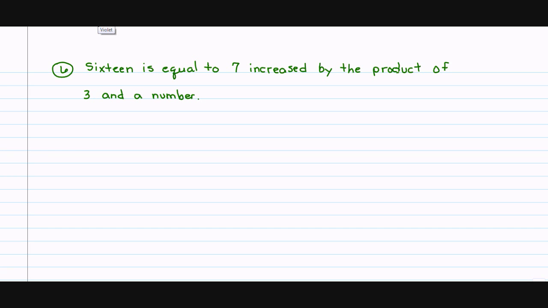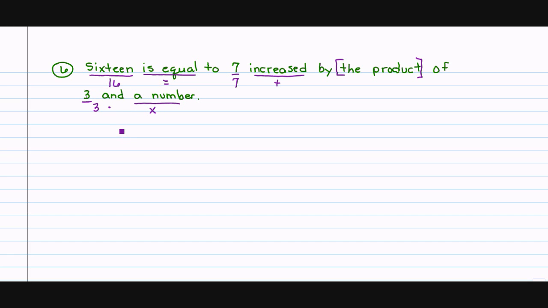Problem number 6. Let's go ahead and translate this into an algebraic equation and then solve. I have 16 is equal, there's my equal sign, to 7 increased, I'm adding when I increase something, the product. When I see that, what comes next is what I'm multiplying. And I'm multiplying 3 and a number.